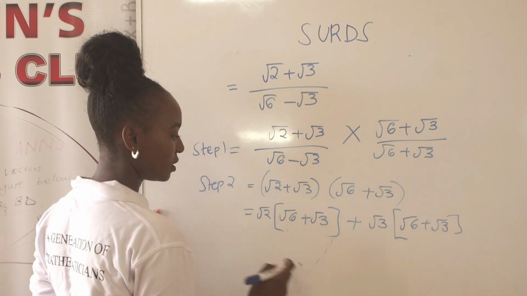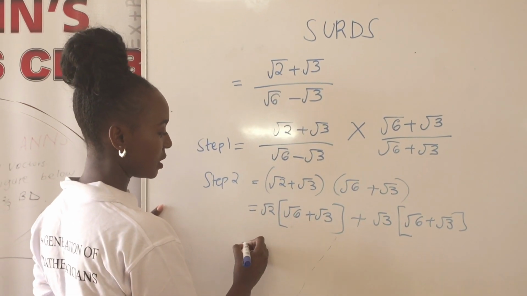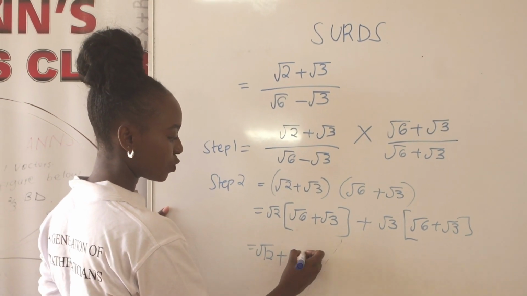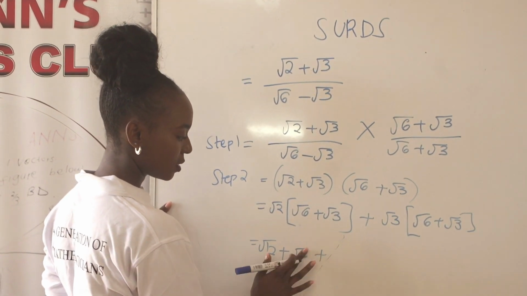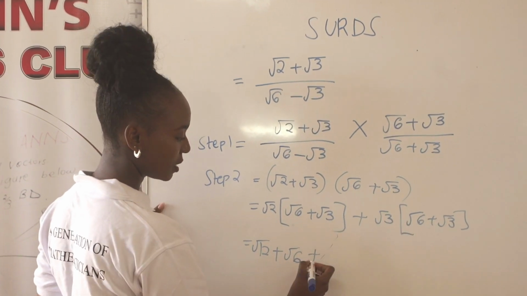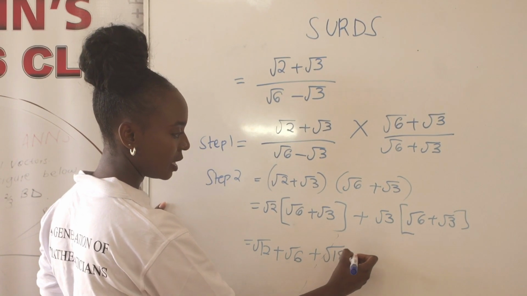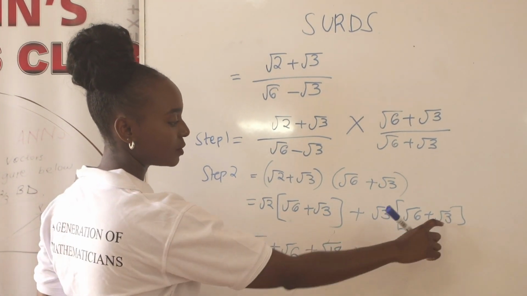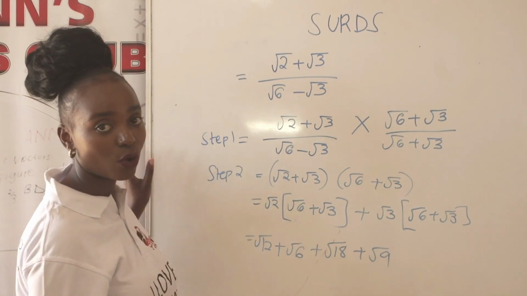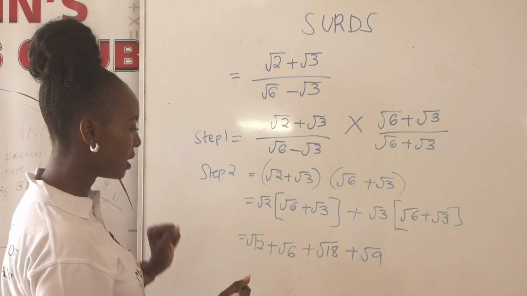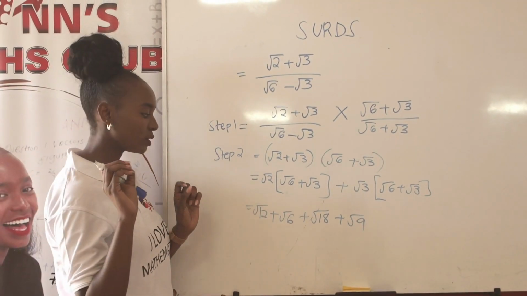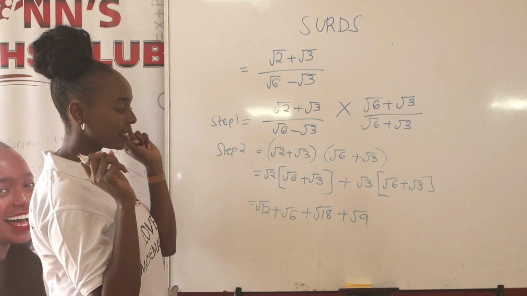So this becomes 2 times 6 is root of 12 plus 2 times 3, root of 6 plus, this is 6, 3 times 6, root of 18 plus root 3 times 3 is root of 9, which technically is the same as 3 because that is the value for the root of 9. So once you arrive here, remember I taught you about simplification of surds.